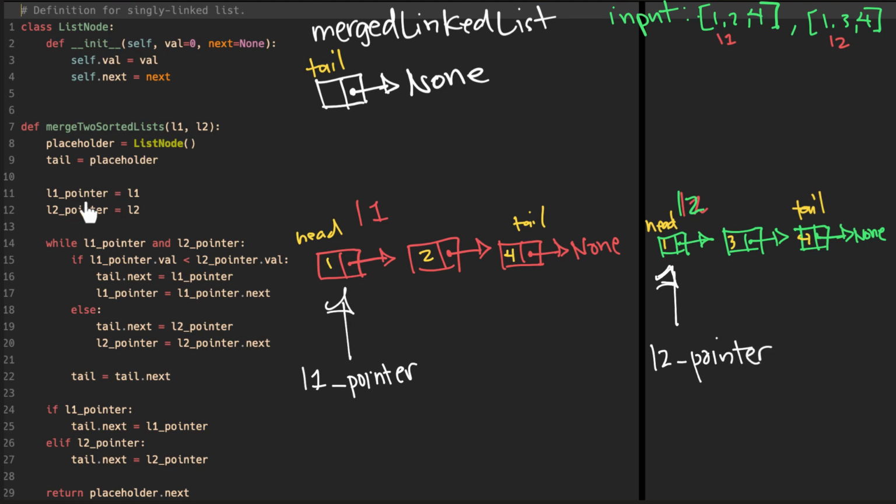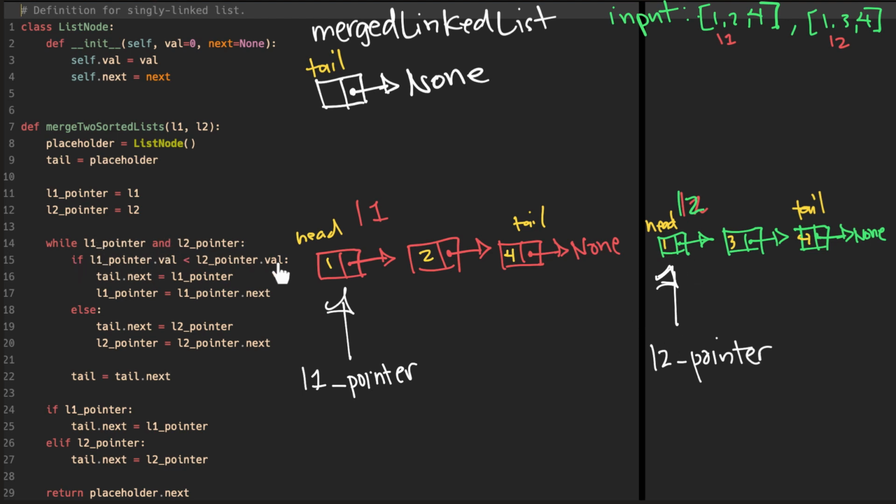So once we've set up our pointers, we can go ahead and start this while loop here, which is first going to check if the L1 and L2 pointers are pointing to nodes that aren't null or none. So for this while loop to continue, both the L1 pointer and the L2 pointer need to be pointing to nodes that have values. And in this case, both of these nodes have values.